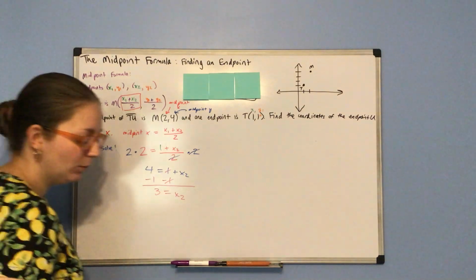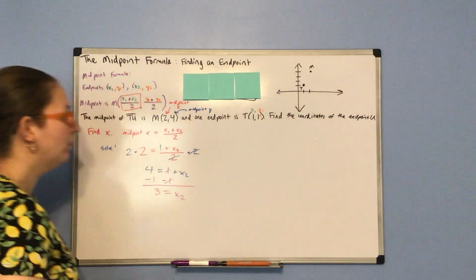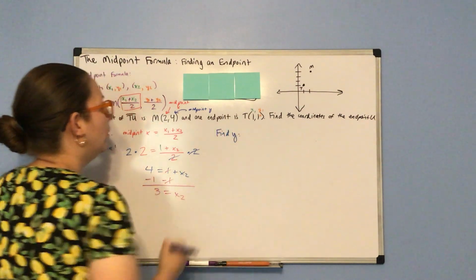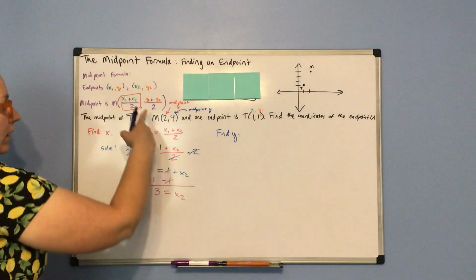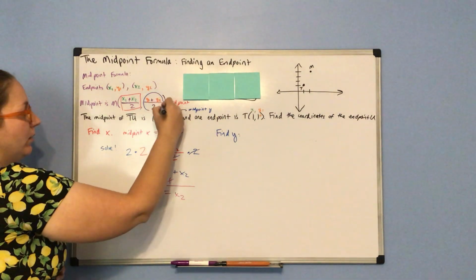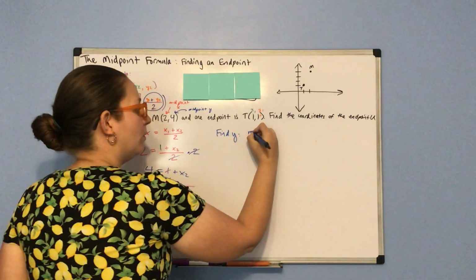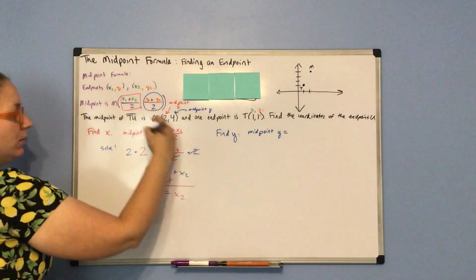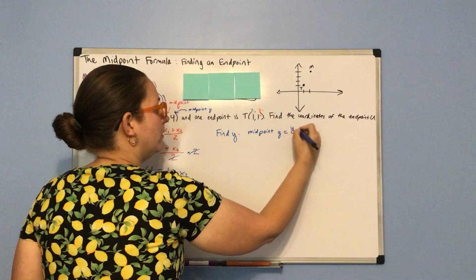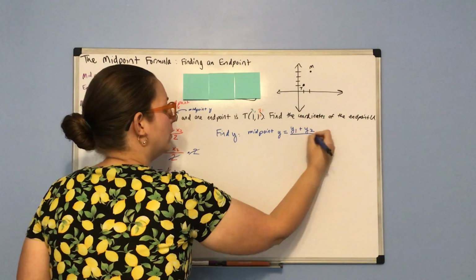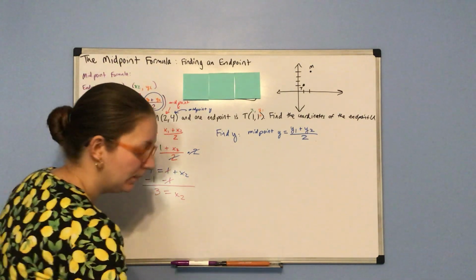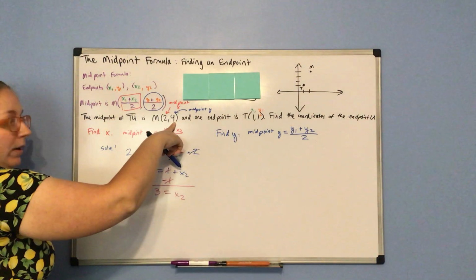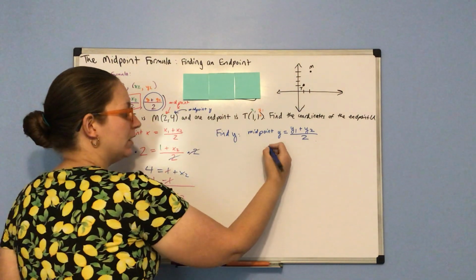We're going to do a very similar process. What we're going to do now is find y. Now we're looking at the y part of the midpoint. We know that the y coordinate of our midpoint, or midpoint y, is equal to y1 plus y2 all divided by 2. Let's fill in what we know. The y coordinate of my midpoint is 4, so that goes here.